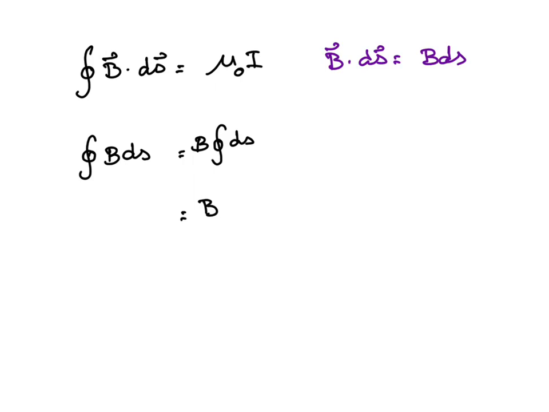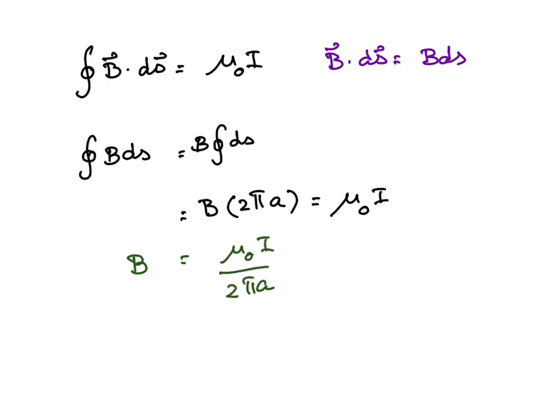which we know is 2 pi r. In this case, the radius of the circle is a, right? And we know that from Ampere's law, this is equal to mu naught I. So by rearranging this equation, we must have that B is equal to mu 0 I over 2 pi a.